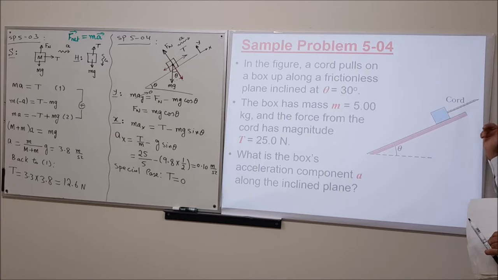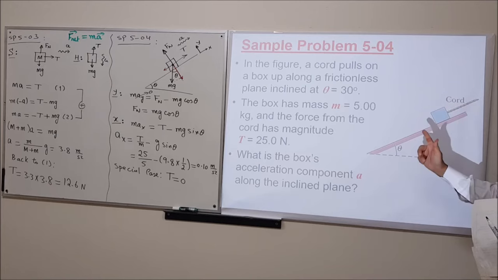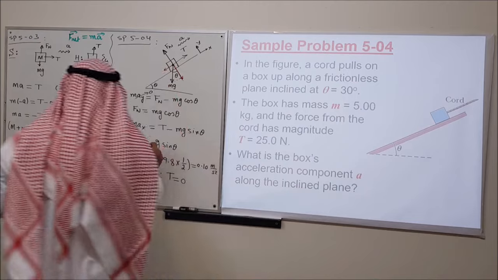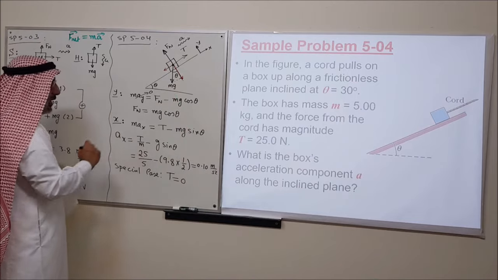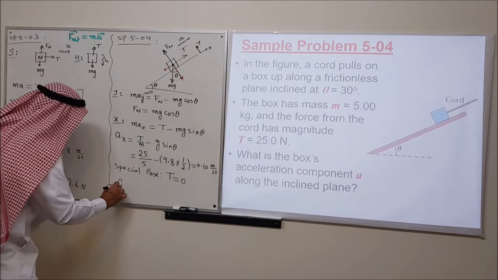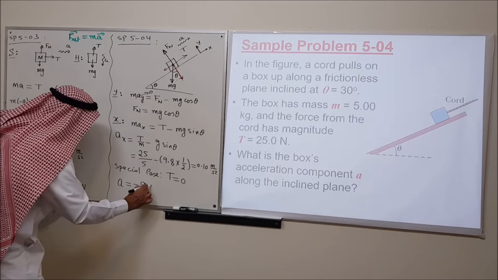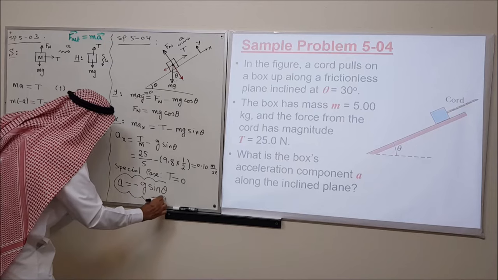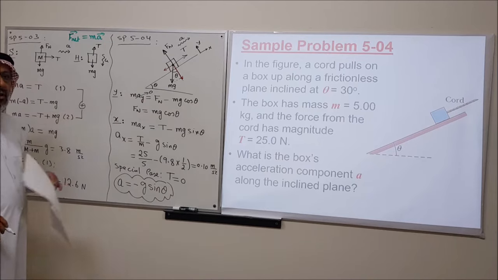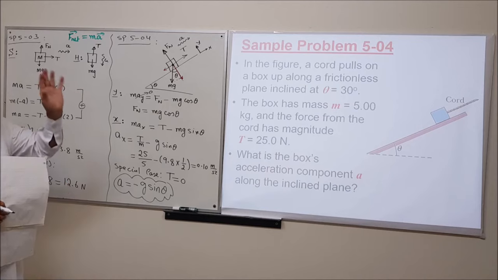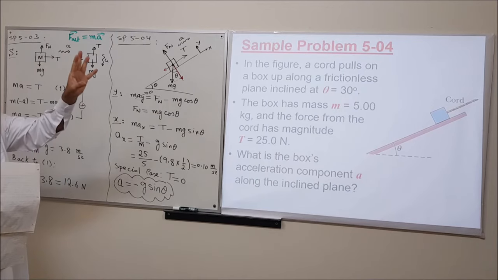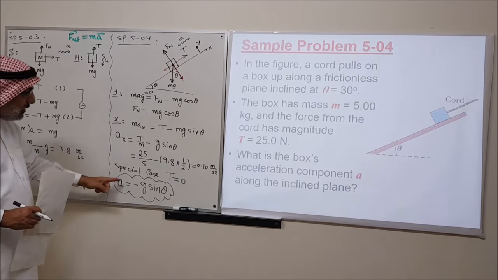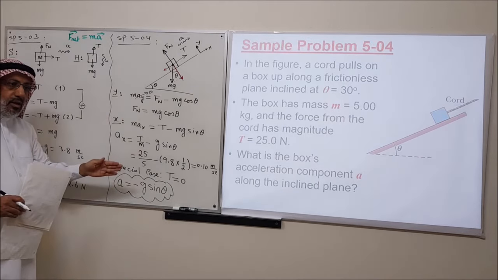What will happen? The box will slide under its own gravitational force. What is the acceleration in that case? Well, if I come to this equation and put T equal to zero, then the acceleration will be minus g sine theta. A very important situation that we will refer to again and again. If you take a box, put it on a frictionless incline and let it fall under its own weight, this is its acceleration down the incline.